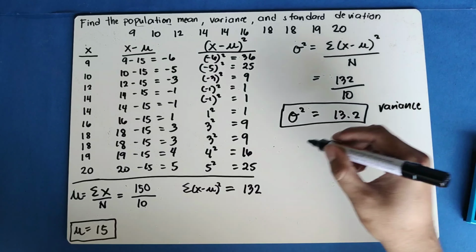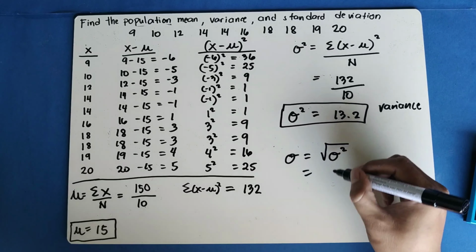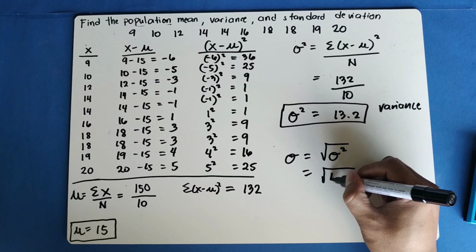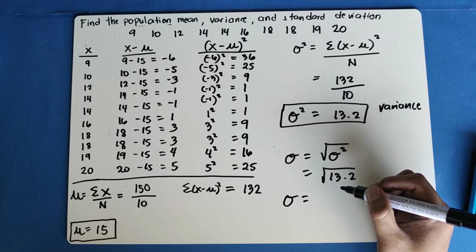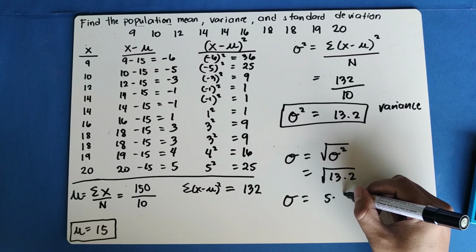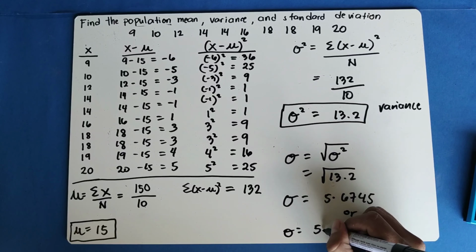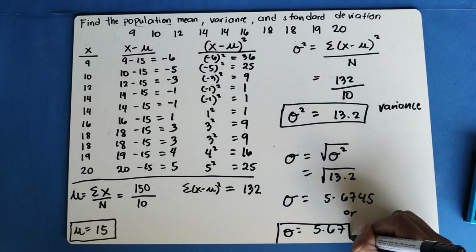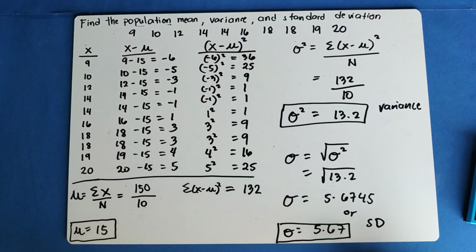And to get the standard deviation, it is just the square root of the variance. So our variance is 13.2, so our standard deviation is the square root of 13.2. The result is 5.6745, or 5.67. So this is our standard deviation. And that is how we get the population mean, population variance, and population standard deviation.